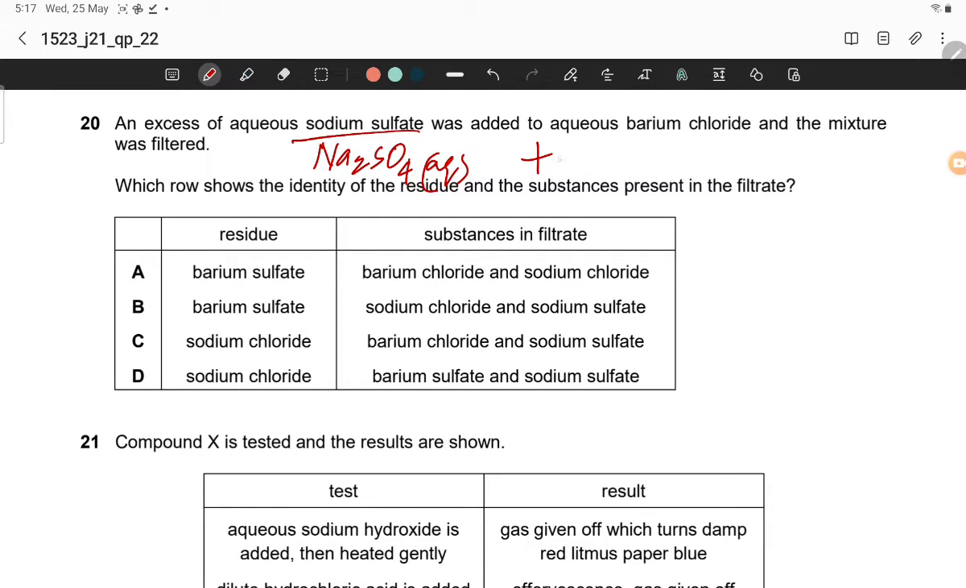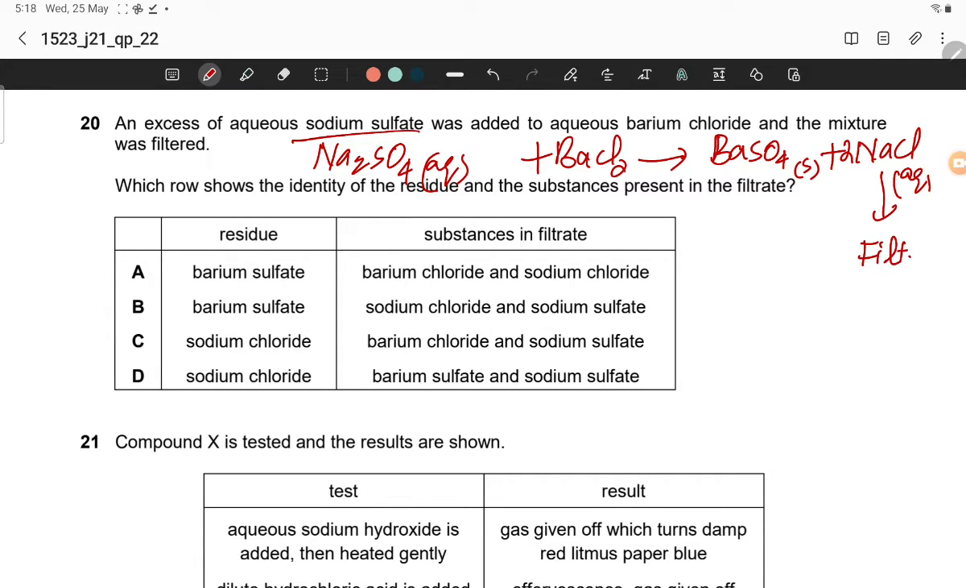Plus barium chloride to form barium sulfate, which is solid, plus NaCl, which is aqueous. So this is in the form of filtrate. When we filter the solution mixture, this will be a residue on the filter paper.